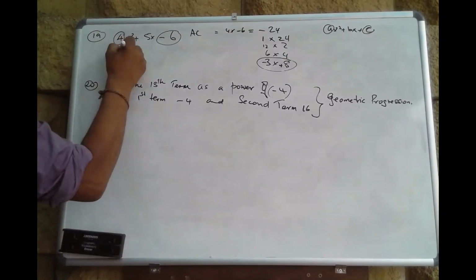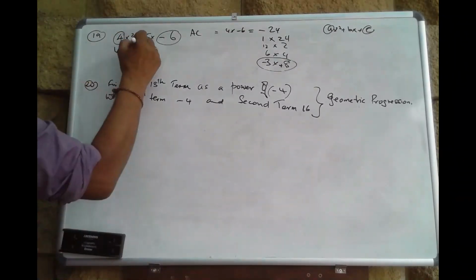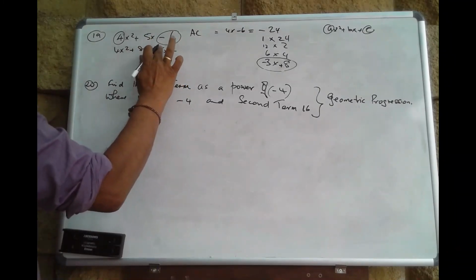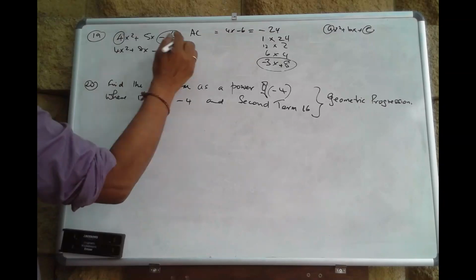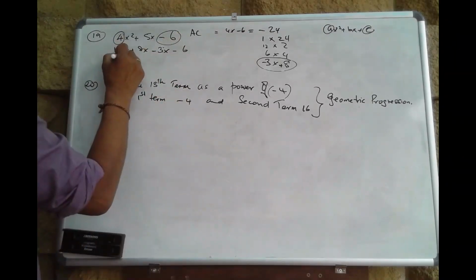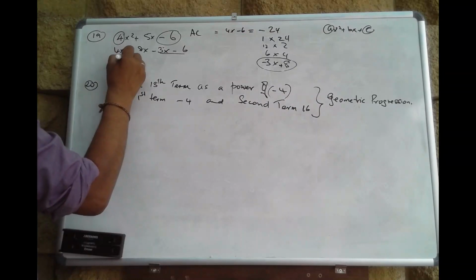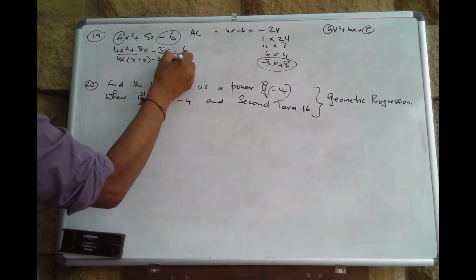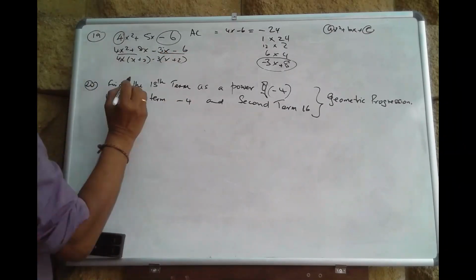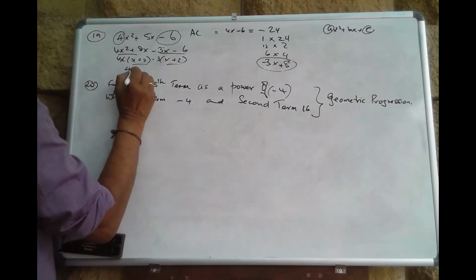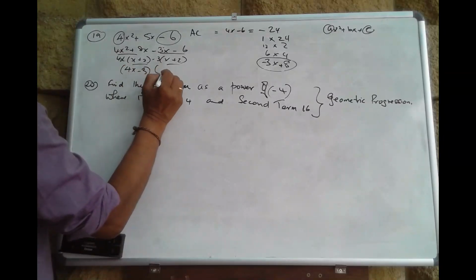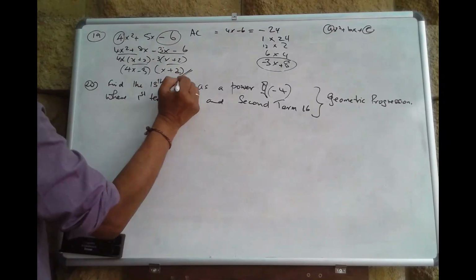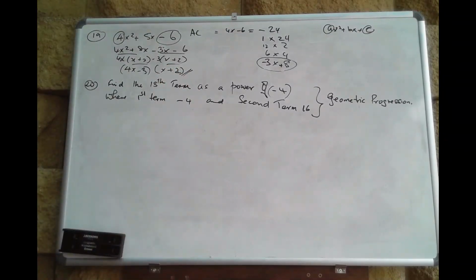So rewrite this: 4x squared plus 8x minus 3x minus 6. So I take this 4x, so x plus 2, and minus 3 gives you x plus 2. The answer is 4x minus 3 and x plus 2. So that's the final answer for question number 19.